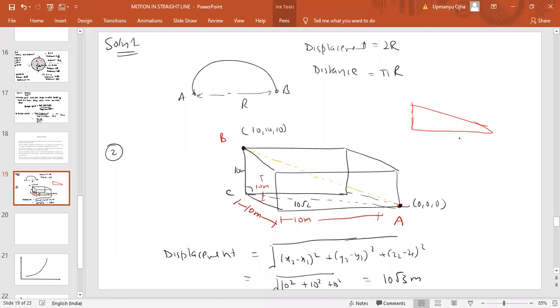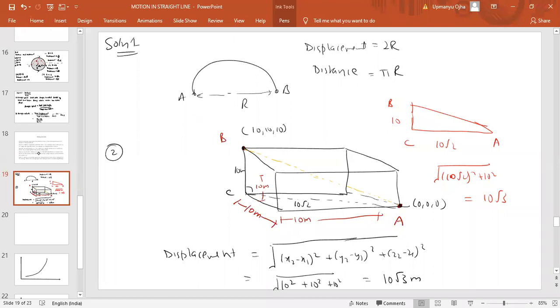In the triangle, this is A, this is C, this is your B point. This would be 10 root 2, and this is 10. So AB will be what? The square root of (10 root 2) whole square plus 10 whole square. It will come as 10 root 3 only. Fine. Okay, both methods we can do. Yes, 10 root 3 is the answer here.